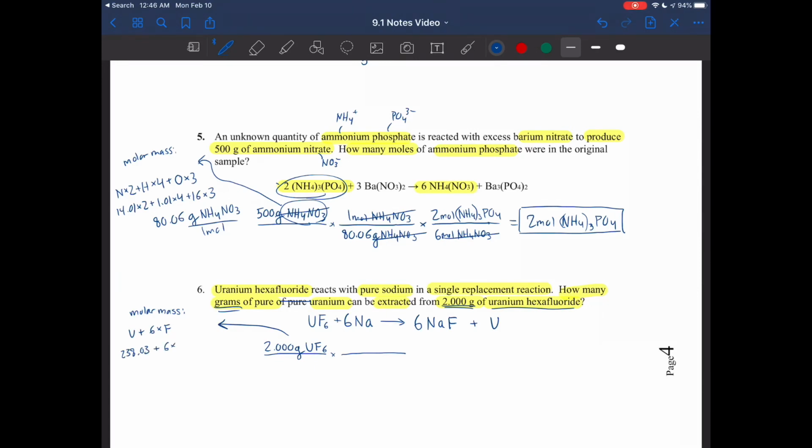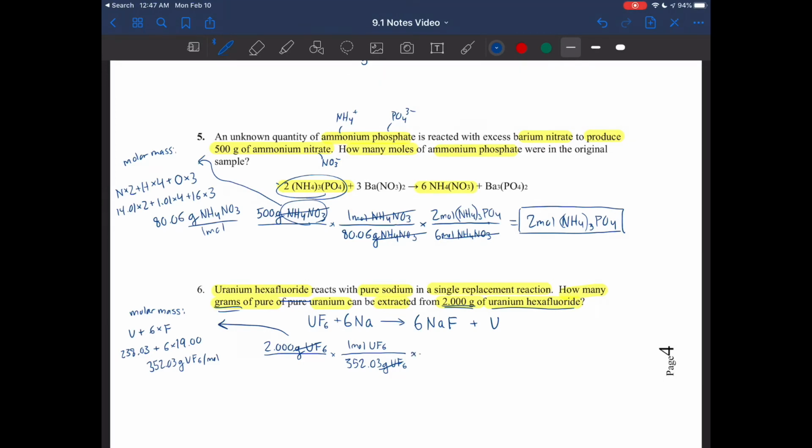And then the mass of a fluorine, an F, I think it was 19. So 6 times 19. Adding that all together, we should get our molar mass of UF6. Okay, so our molar mass was 352.03 grams of UF6 per mole. We can plug that in to cancel out our grams of UF6 and convert to moles of UF6.